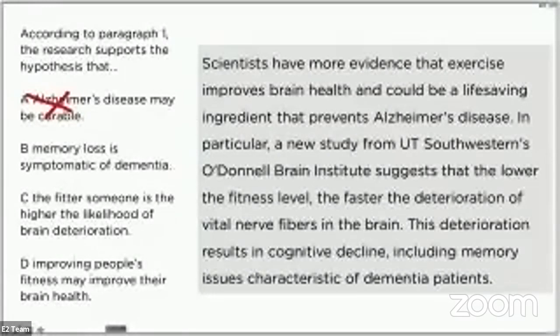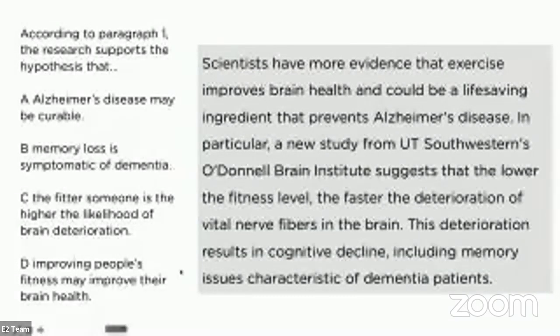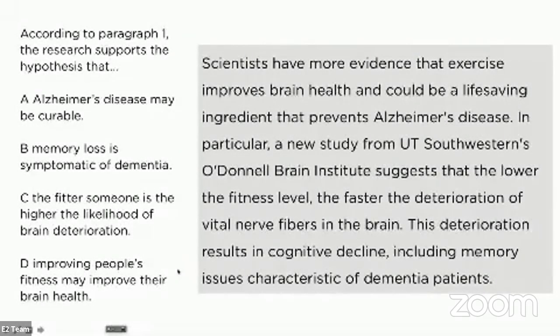Memory loss is symptomatic of dementia. Is that the hypothesis here? Is that what this is about? Well, no. The fitter someone is, the higher the likelihood of brain deterioration. Well, if this were the word lower, that would make sense. So that's going to be out. And so we're left with D. This research supports the hypothesis that improving people's fitness may improve their brain health. Yes, the answer there is D. If you got D for number 1, well done.